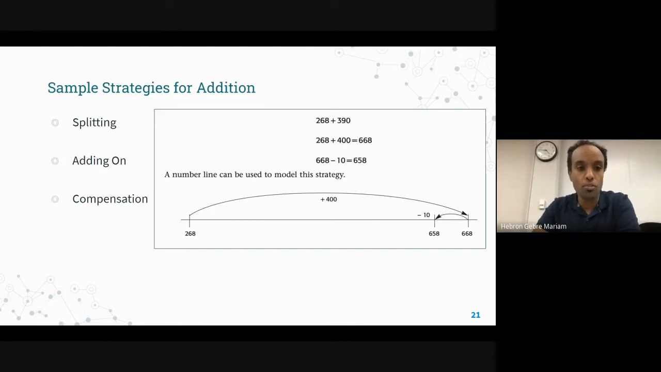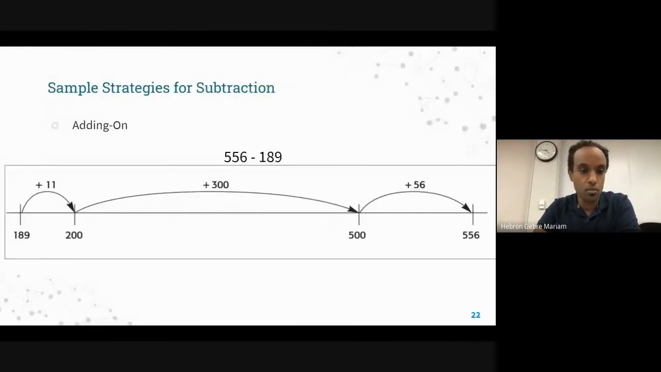And on to the next strategy. We're switching from addition to subtraction. You'll notice some of those strategies can be used in both operations. So we have adding on here. And for adding on in subtraction, we're going to start with the smaller quantity. It's almost like we're inverting the relationship. And we add on numbers until we've reached the larger quantity in friendly chunks.